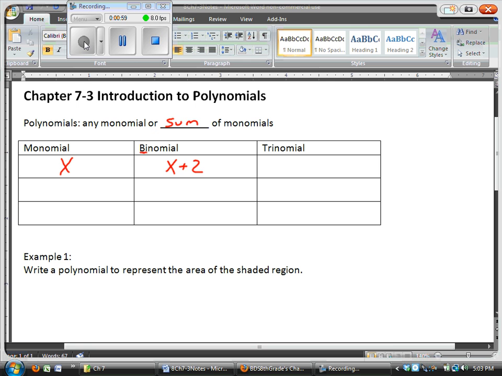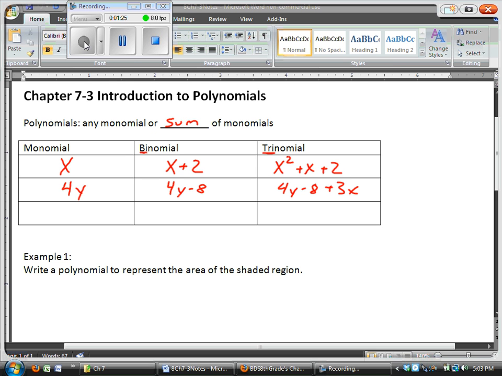A trinomial would have how many terms? That's right, Emma. It would have three terms. x squared plus x plus 2. Something like that. Another quick example. 4y is a monomial. 4y minus 8 would be a binomial. 4y minus 8 plus 3x would be a trinomial.